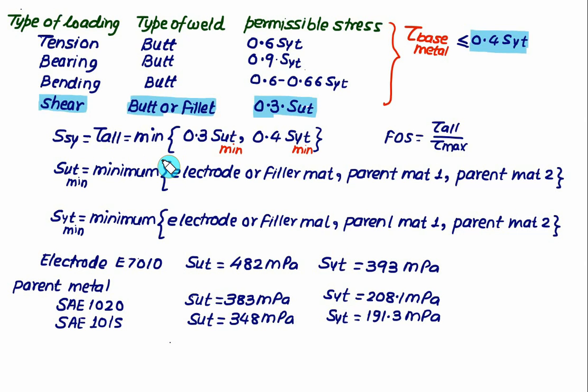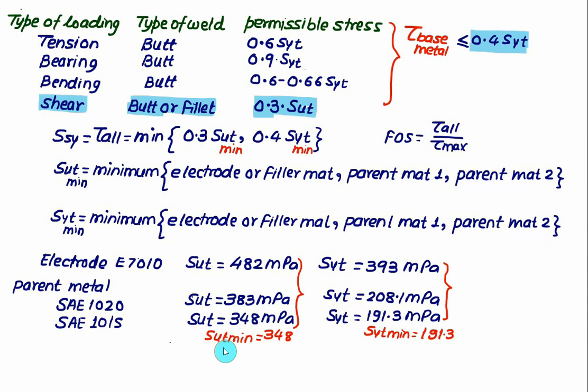Now, how are we going to find the value of SSY, that is tau allowable? For that, you first have to calculate the minimum value of SUT out of the electrode, parent material 1 and parent material 2. Out of these three, the minimum value is 348. So SUT minimum will be equal to 348. Similarly, SYT you have to find from these three values of electrode, parent material 1 and parent material 2, and you will get the value of SYT minimum. Out of 393, 208 and 191.3, the minimum is 191.3 megapascal.